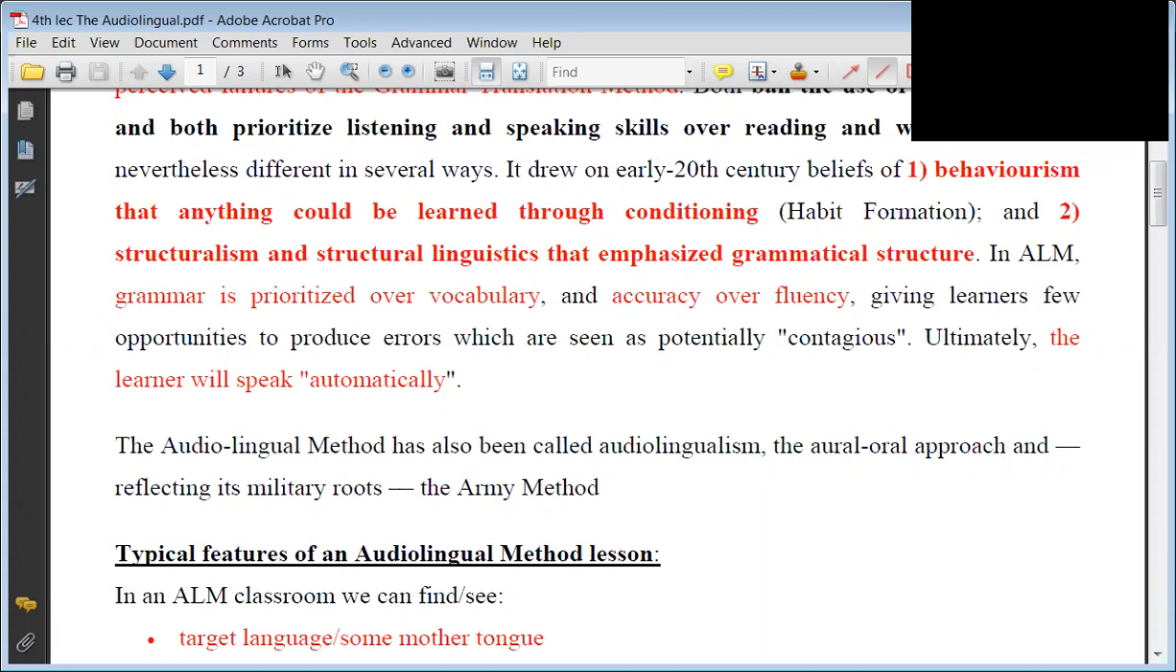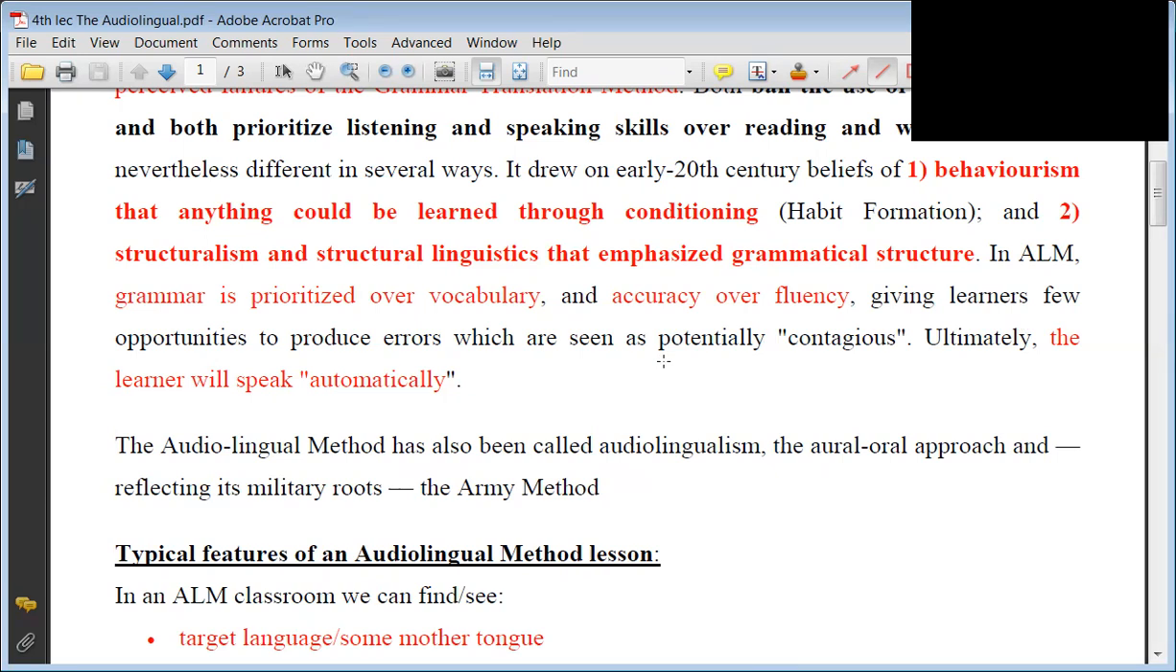So this is the second part of the lecture, which is concerned with the audiolingual method. As far as I remember, the last part I talked about in the first part of this lecture was the importance of accuracy over fluency. So accuracy is more important than fluency. Learners should produce the language or the sentences accurately rather than fluently.